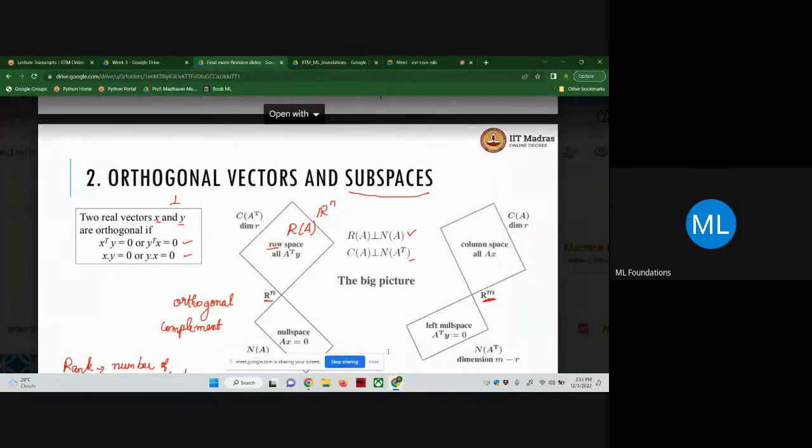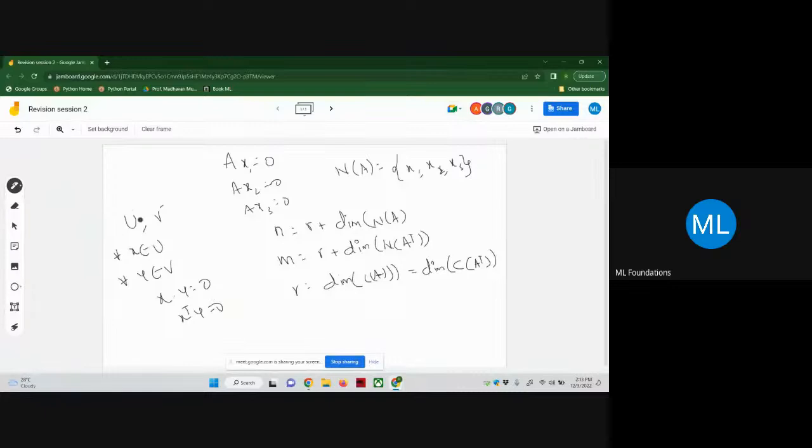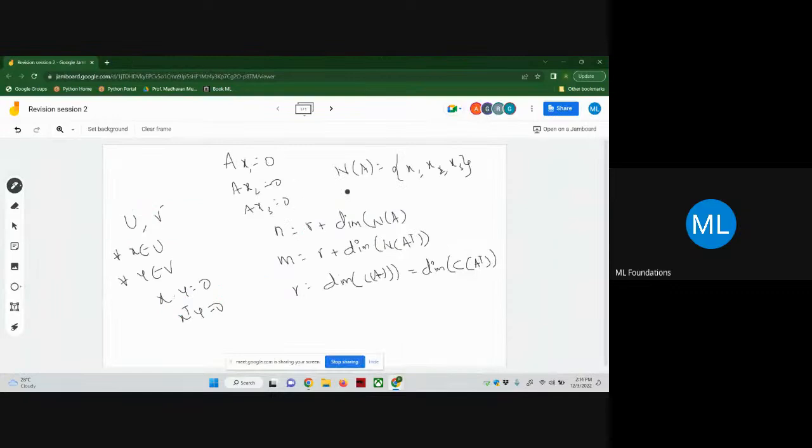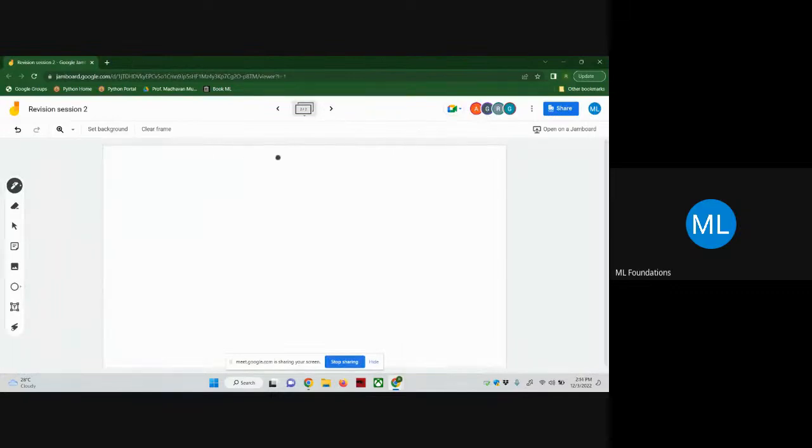So now, using this, that u comma v are orthogonal subspaces, we can see that the row space, which is the columns of A transpose, will be perpendicular to the null space of A. The reason for that, I'll explain. Suppose we have a matrix A. What is the definition for x to be a vector of the null space? Ax should be equal to 0, right?